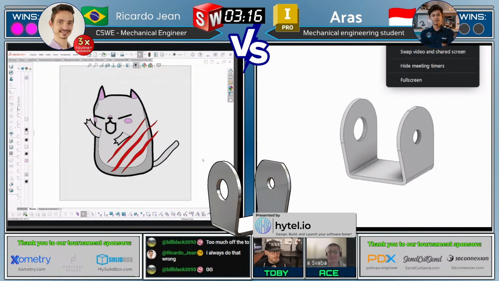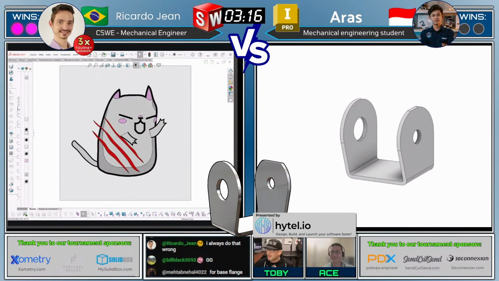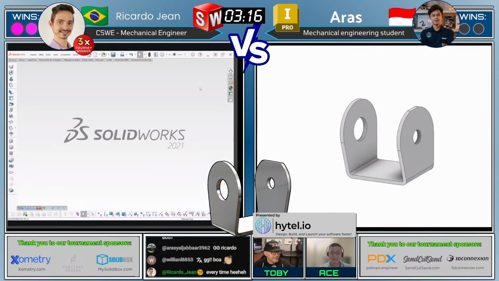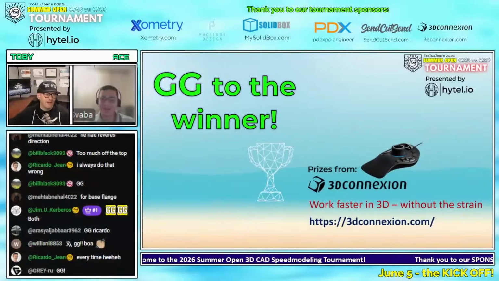And you saw that Aras was right there as well. Ricardo Jean getting the answer wrong, going through figuring out what he had, his sheet metal on the wrong side for that dimension. Was it something like that? Looked like it was probably something like that, yeah. So, wow, guys, awesome job.